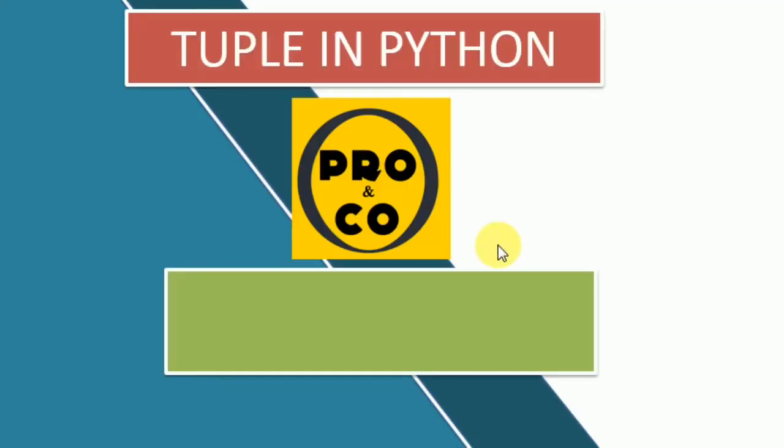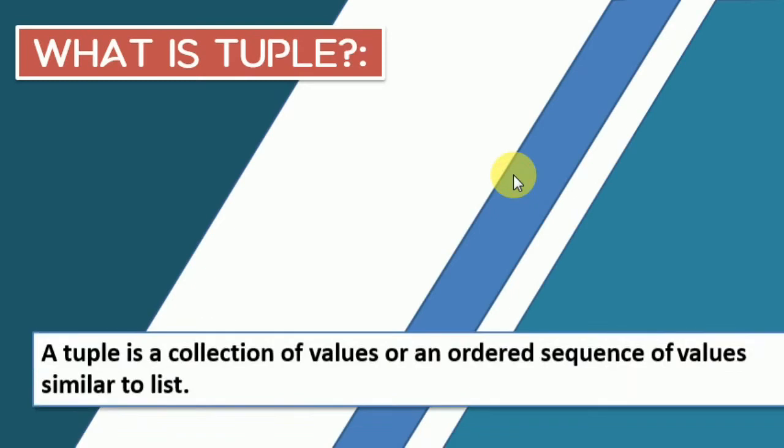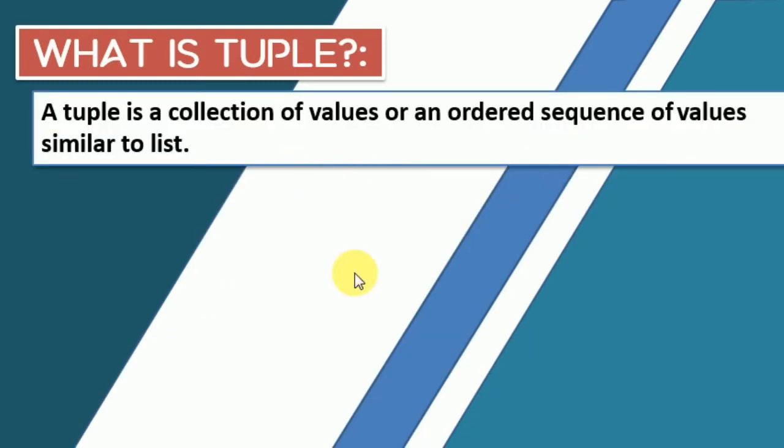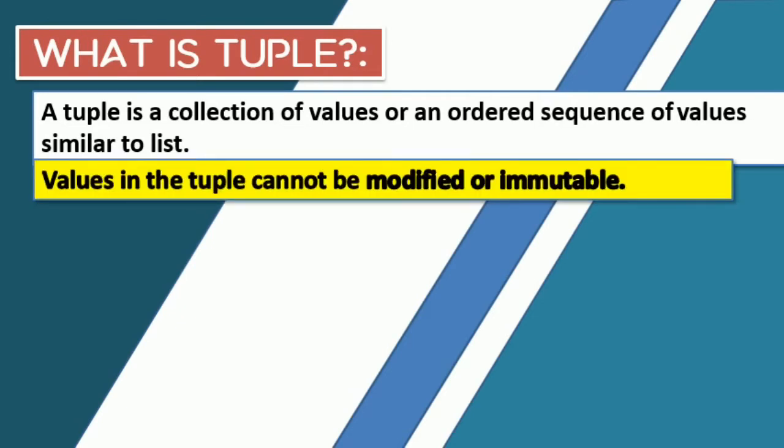In this video, we are going to discuss tuples in Python. So first, let us understand what a tuple is. It is a collection of values, an ordered sequence of values. It is similar to a list, but in a tuple, the values cannot be modified; they are immutable. They are read-only. We are not supposed to make any changes. We are not even supposed to delete the values in a tuple.